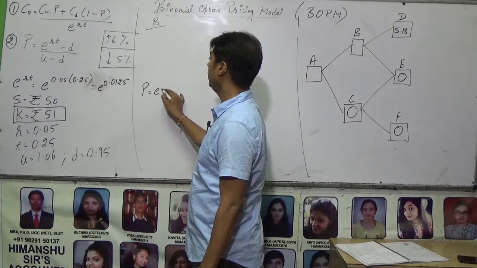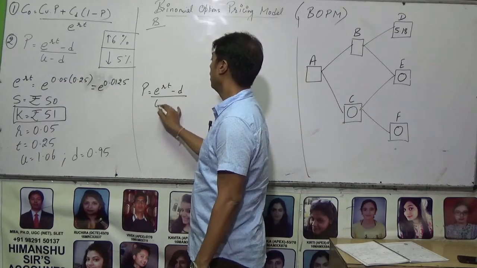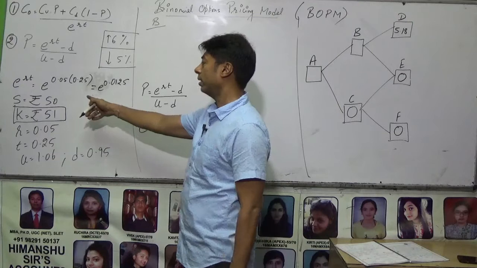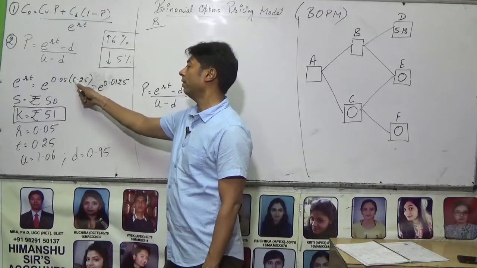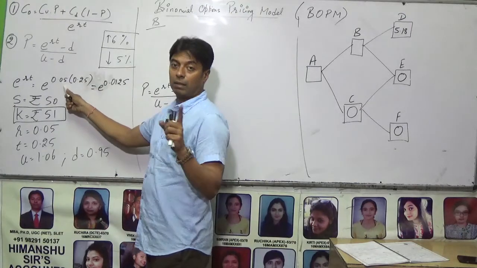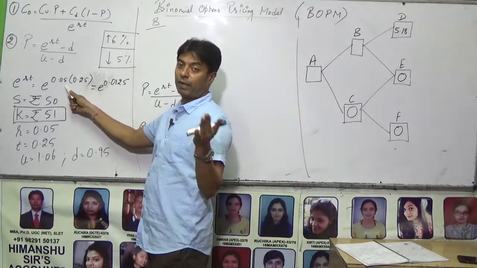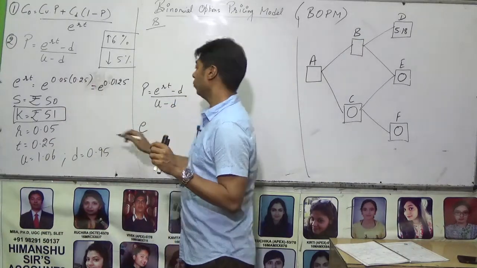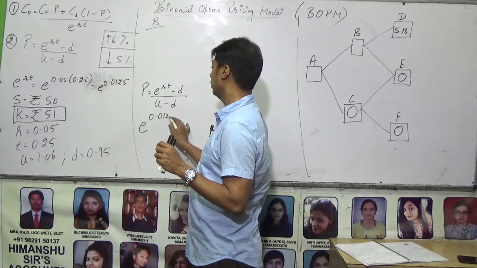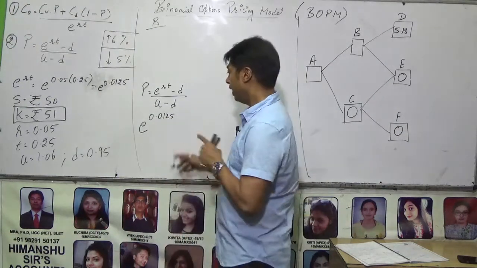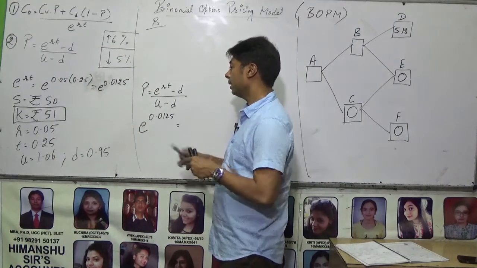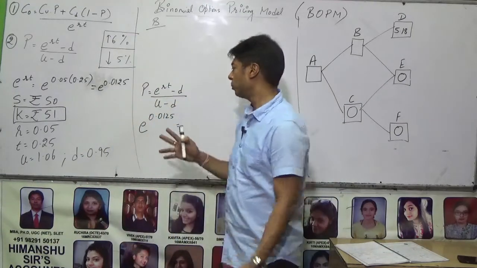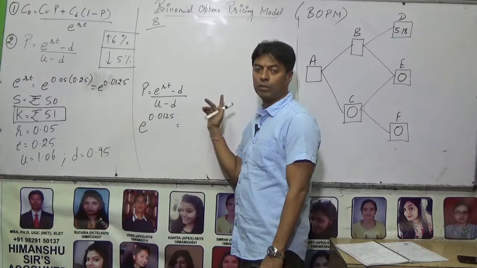P is basically e^(rt) minus D upon U minus D. Now e^(rt), this was already explained, e raised to the power 0.05 into 0.25. The rate of interest was 0.05, it was 5%. Time was 3 months, 3 by 12, we got the value as 0.25. Multiplying both these factors, we got the value as 0.0125. Now we have to find out the value of e raised to the power 0.0125. So I am also attaching a video to explain the value of e raised to the power 0.0125.